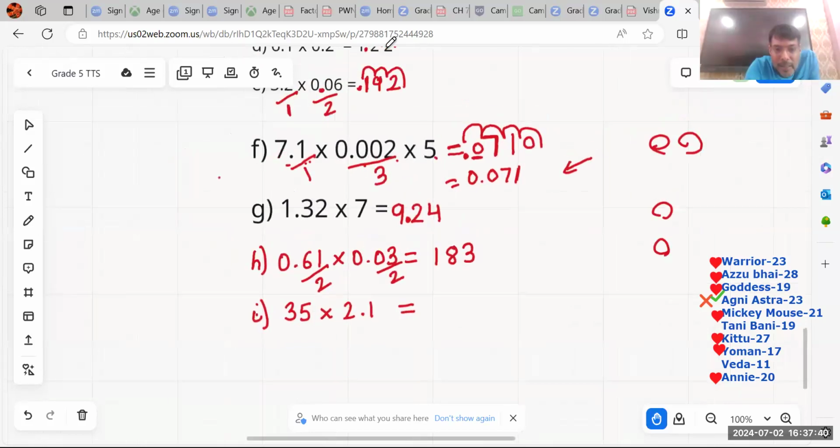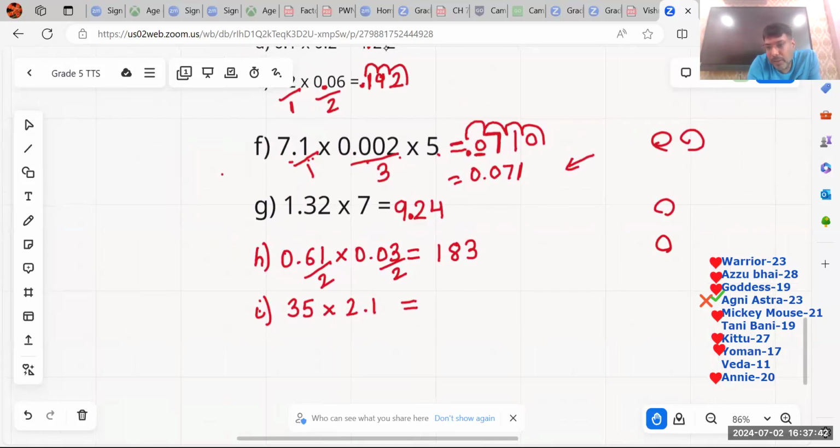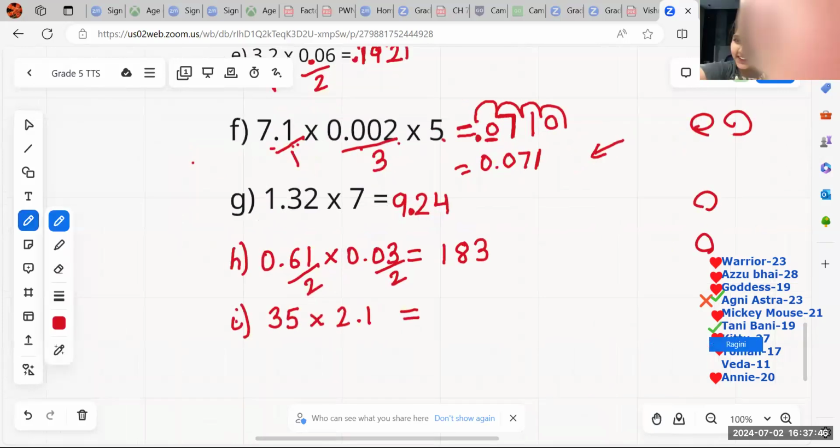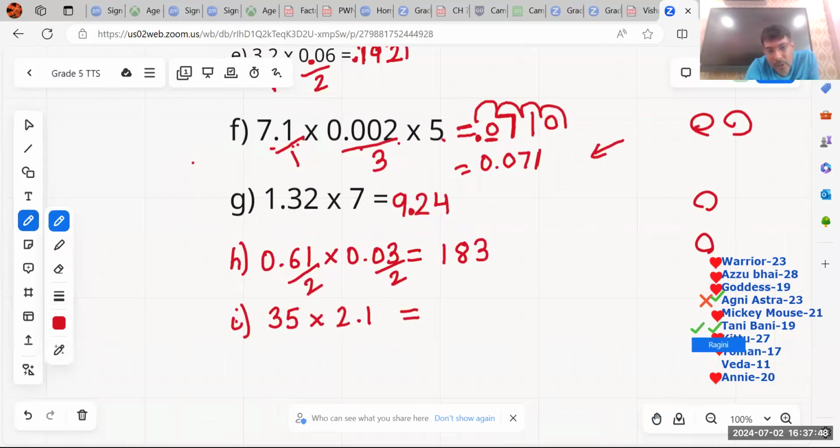Zero. Now your decimal is here. Yeah, tell me. 0.0183. Yes, beta, yes. So it will be 0.0183. Let me write it properly. So it will be here 1, 2, 3 and 4. So it will be 0.0183.